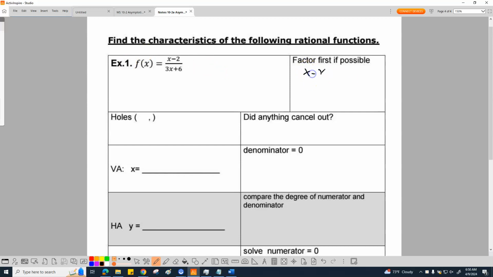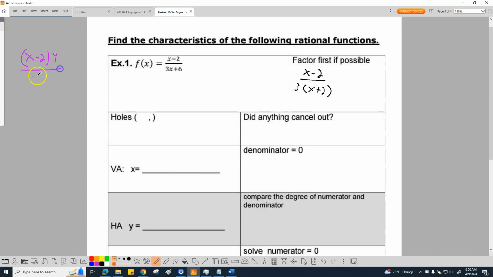I have my x minus 2 on top, and then I'm going to take this out, and I have 3 times x plus 2 on the bottom. This doesn't really help anything for us. Holes happen when there is a cancellation, so I'm going to show you what I mean by that. I'll make a little problem up real fast here.